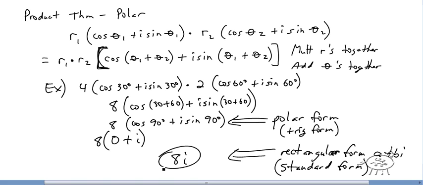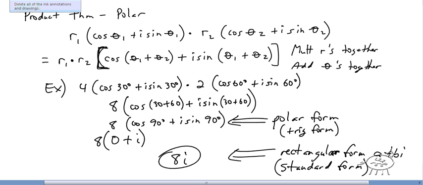Polar form has cosines and sines. Rectangular form has no cosines and sines. It just has two different numbers. In this case, obviously, the real value is 0 and the imaginary part is 8i. That's just one example here.